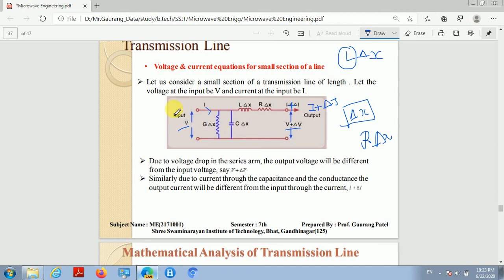So there is a change in the voltage between the input and output because of the voltage drop in the series arm, and because of the current flowing through this parallel branch the input and output currents are different. So input voltage is V, output voltage is V plus delta V. Input current is I and output current is I plus delta I.